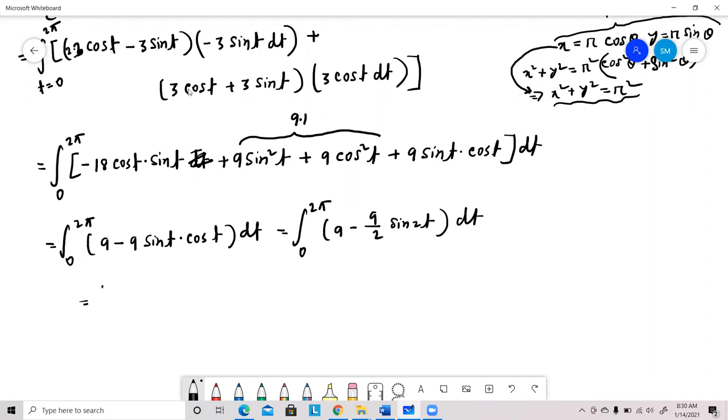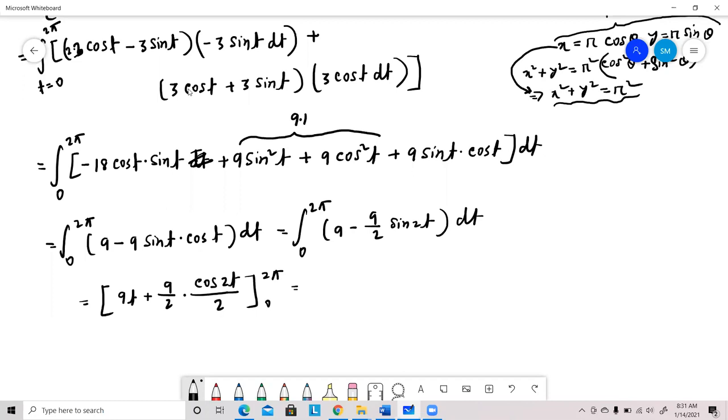So if we do integration, what will be the solution? For the first term it will be 9t, and for the second term 9 by 4 cos 2t, with a minus sign in front, because we know the integration of sin theta equals minus cos theta. That means 9 by 2 into 1 by 2 cos twice t. Good. And the range of the integral will be 0 to twice pi.